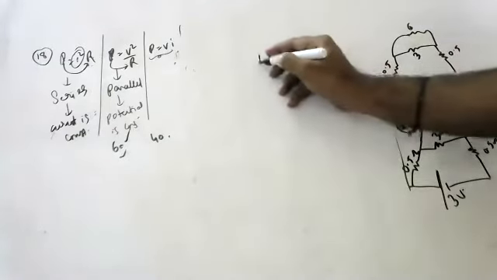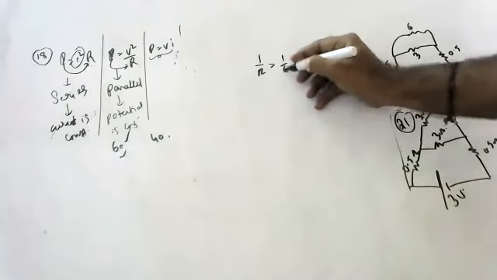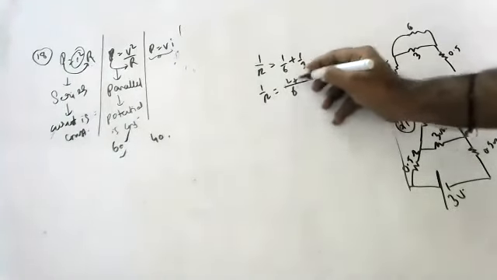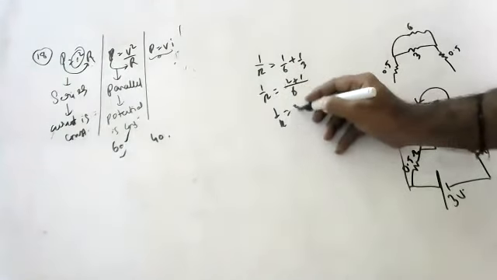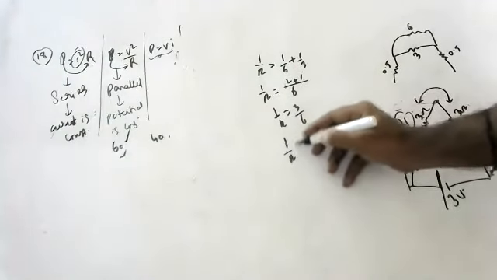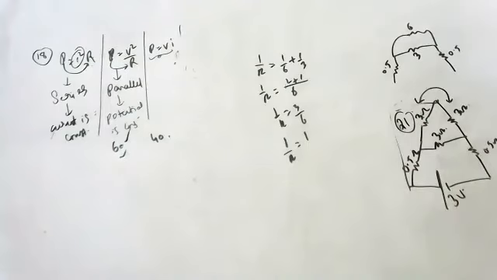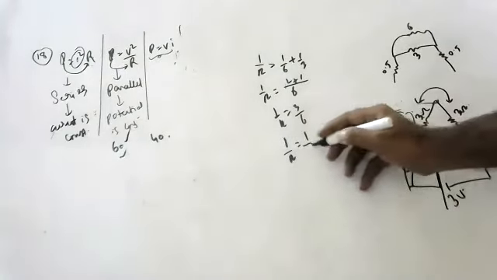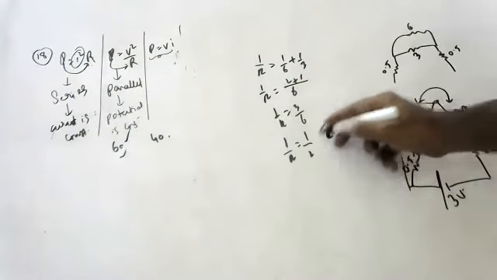6, 3, 0.5, 0.5. How are these connected? Parallel, sir. 1 by R is equal to 1 by 6 plus 1 by 3. 1 by R is equal to, 6 LCM, 1 plus 2, so 1 by R is equal to 3 by 6. Sir, why did you take 2, sir? Okay, 1 plus 2, no problem. So 1 by R is equal to 1 by 2, R is equal to 2 ohms, children.